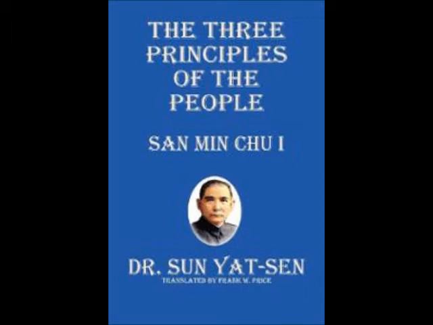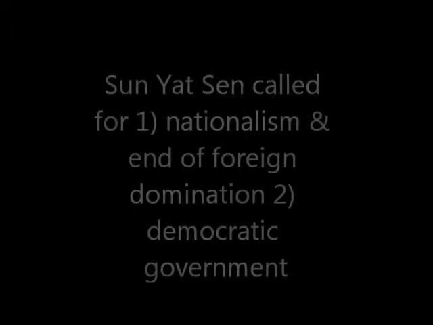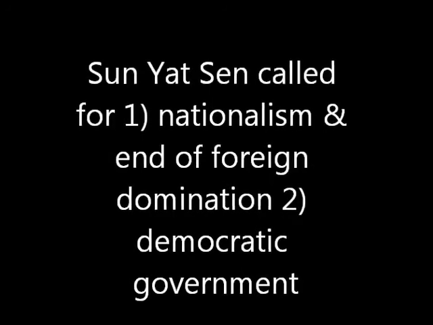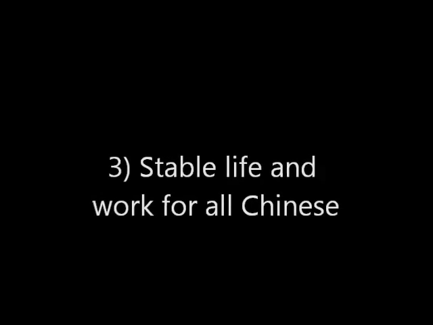Well, Sun Yat-sen attempted to reform China by instituting his 3 principles of the people. First, he called for nationalism and an end to foreign domination. Secondly, he called for a representative or democratic government. And third, he wanted to make sure everybody had a job. He wanted to ensure a stable life for all Chinese.